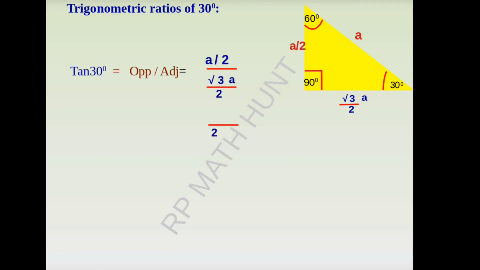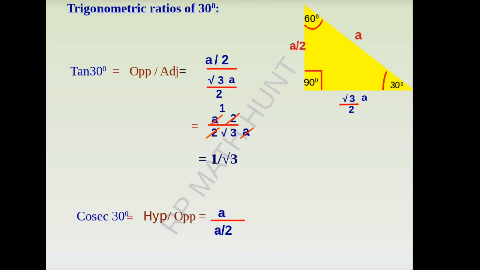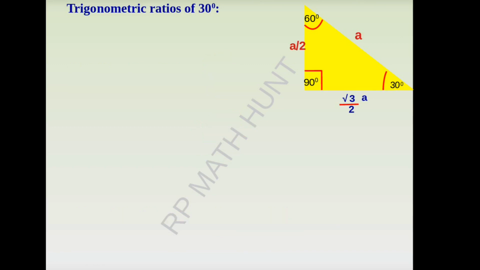Tan 30: opposite by adjacent is equal to A by 2 by root 3A by 2. That is the reason 2 and A get cancelled, 1 by root 3. Cosec 30: hypotenuse by opposite is equal to A by A by 2. A gets cancelled, 2 comes up. That is 2.